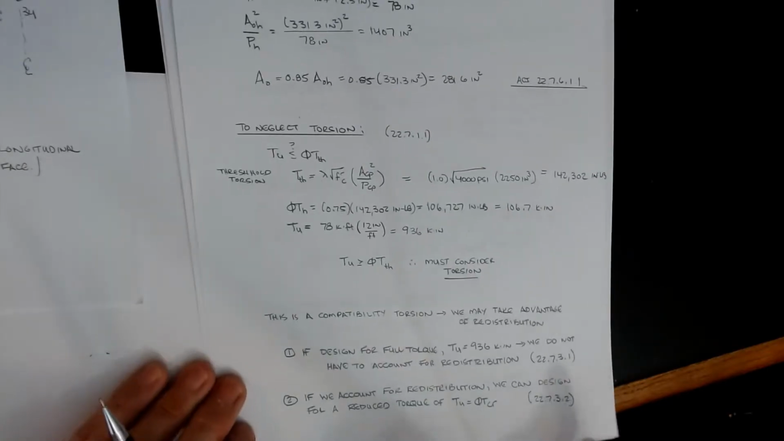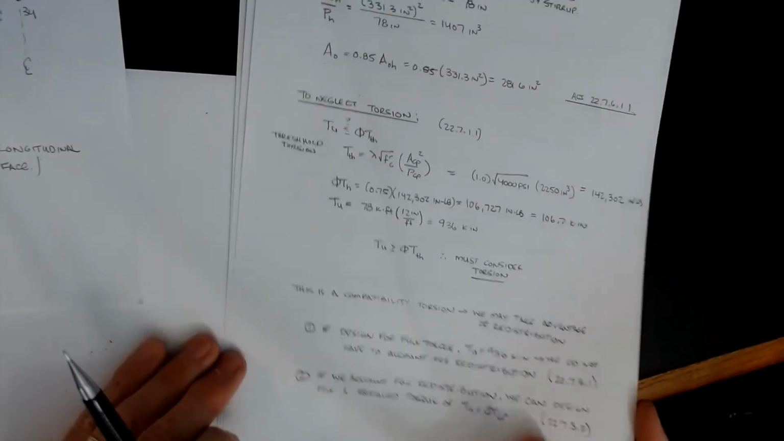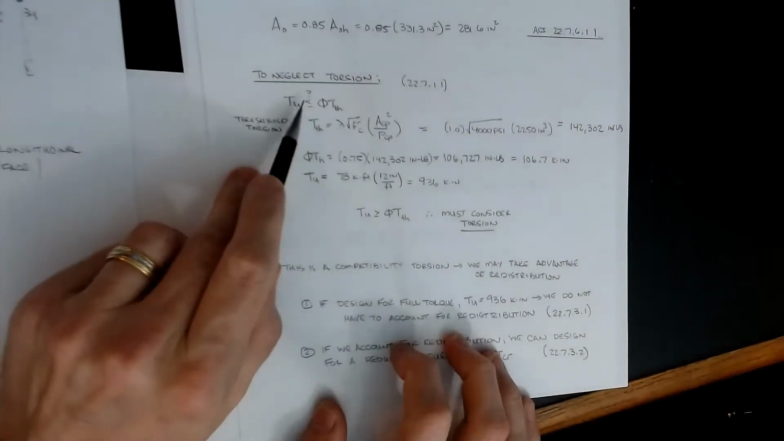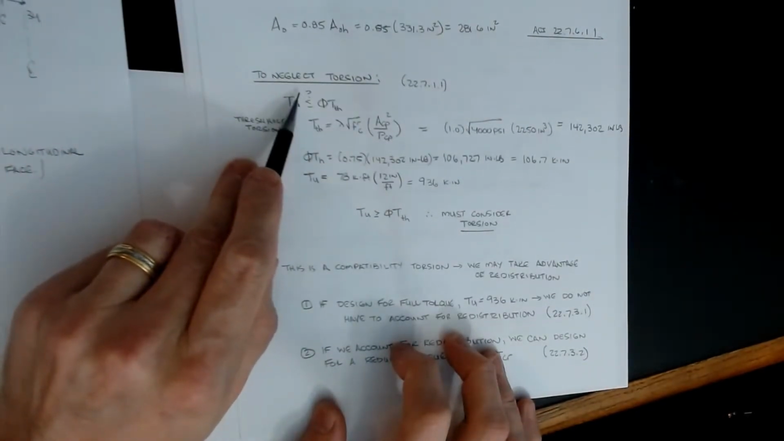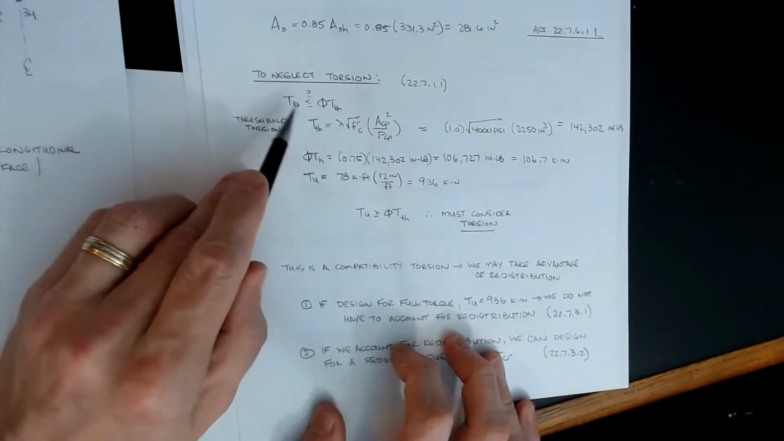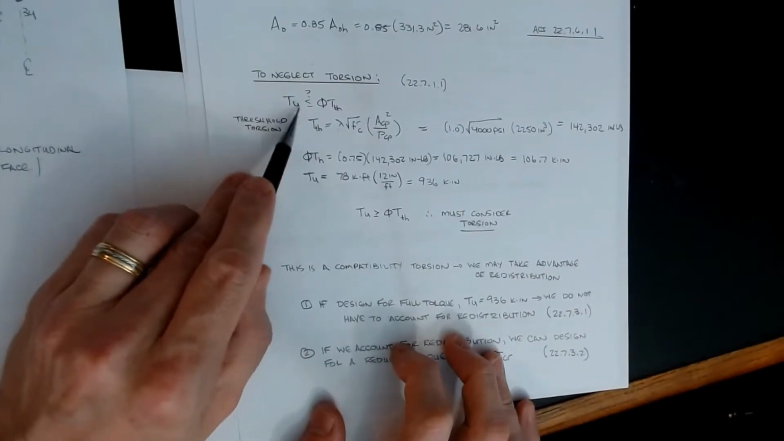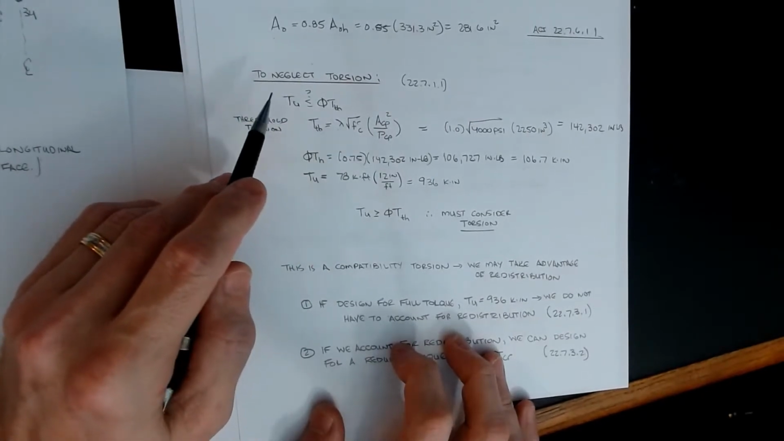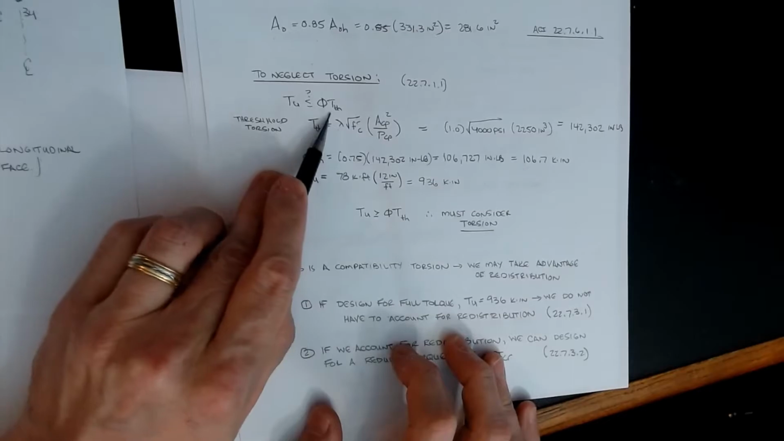All right, so now here's where we actually get into design and looking at what is going on with torsion. The first thing we have to do is figure out, do I even need to consider torsion? We have the code requirement 22.7.1.1 that says that if my applied factored torque is less than my factored threshold torsion, I don't have to worry about it. So we need to calculate the threshold value.